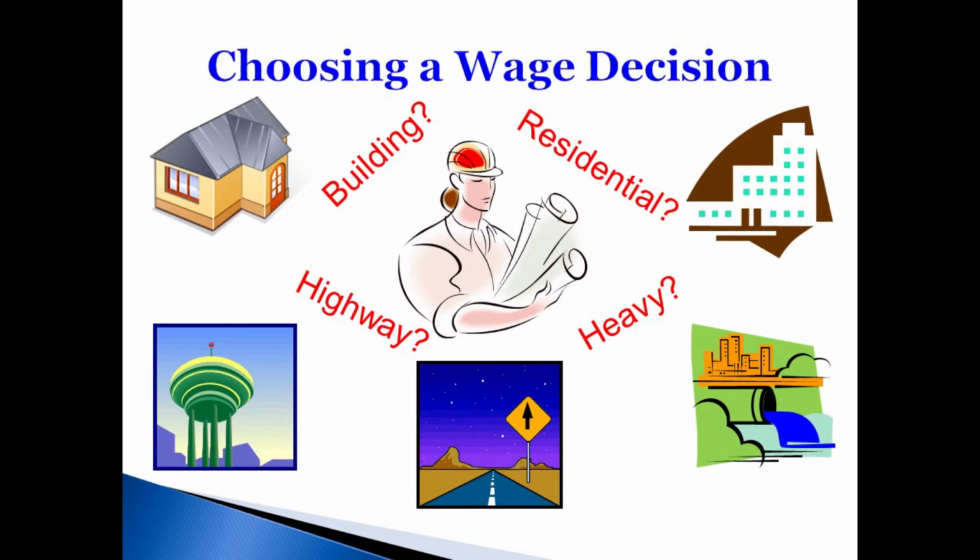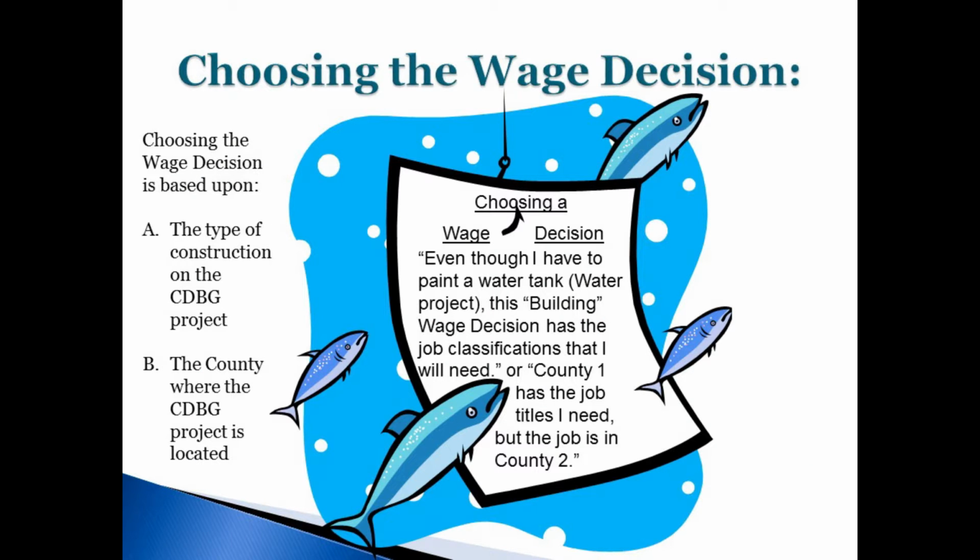Next is choosing a wage decision. The project engineer is the one who will choose which wage decision to use. The engineer has a choice to make among which wage decision to use: building, residential, highway, and heavy. The first thing to know is that you must choose a wage decision based upon two factors. The first is the type of construction project being done, and the second is the county where the CDBG project is located.